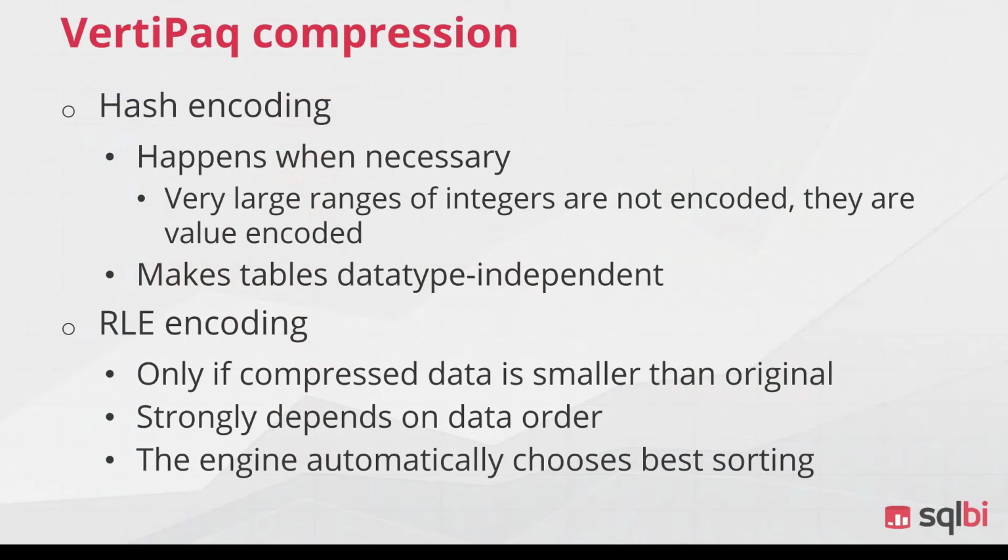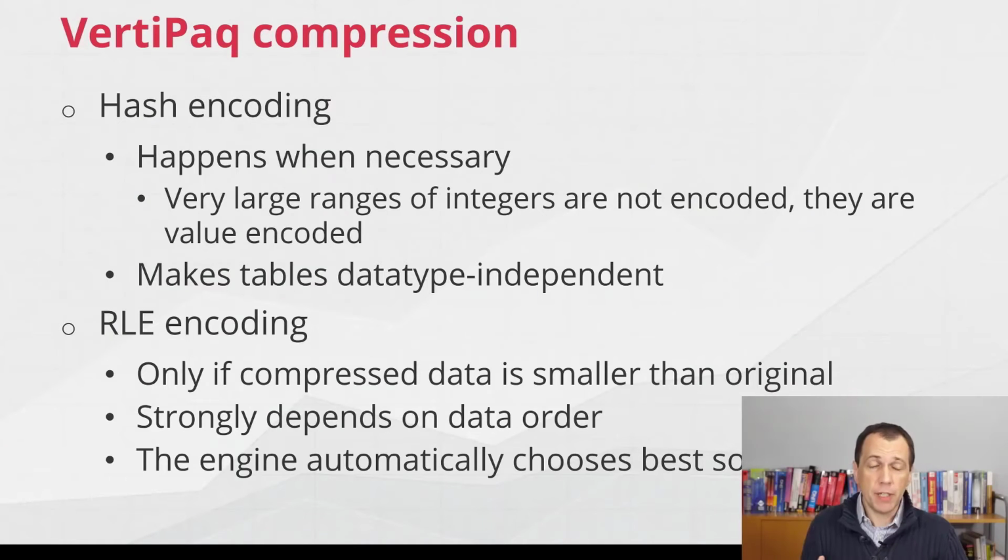So we have seen that we have two kinds of compressions, and these compressions can be applied automatically by the VertiPaq engine. But in order to obtain an advantage in the compression, the sort order of the data matters. And what VertiPaq does when you import the data is it tries to sort the data automatically, finding the best sort order for the compression. Usually you don't have to worry about this. It's the VertiPaq engine that automatically sorts the data for you during the processing stage. When you refresh the data, this is what happens.